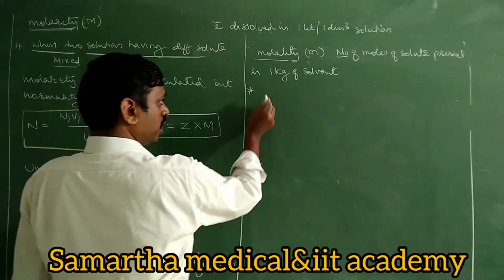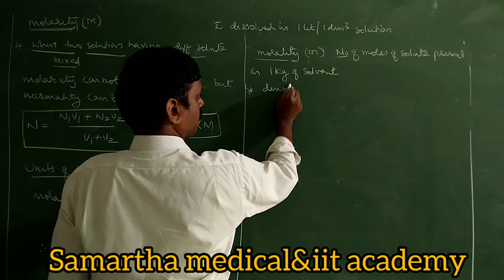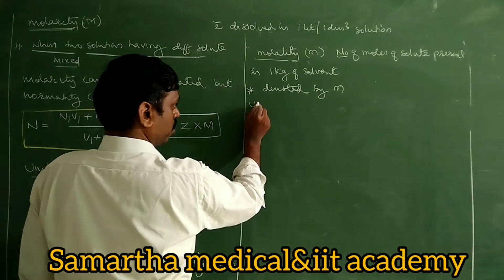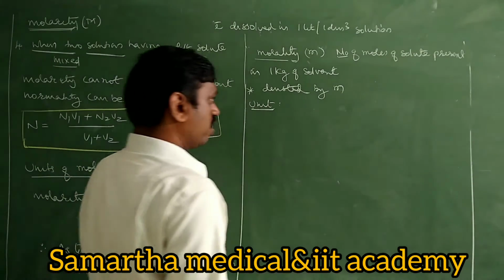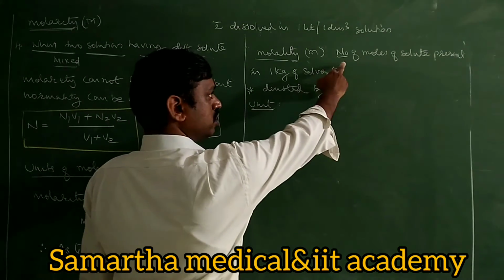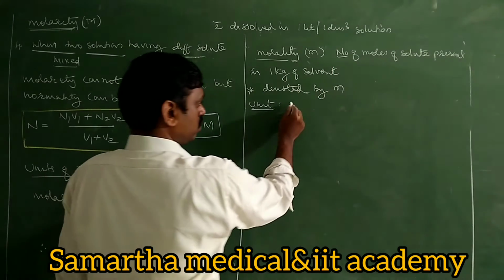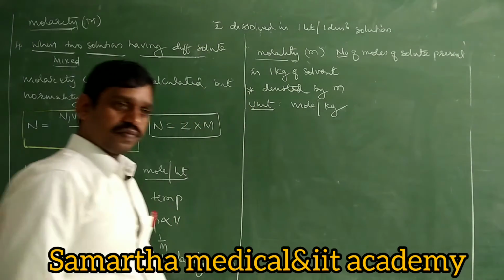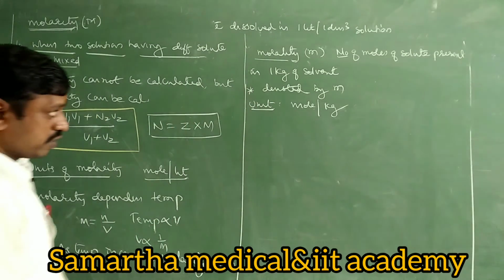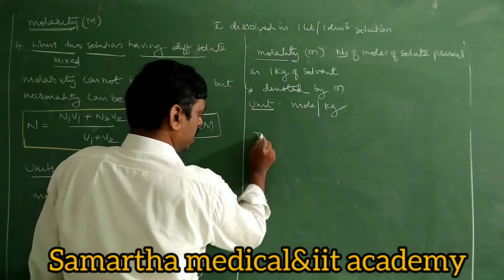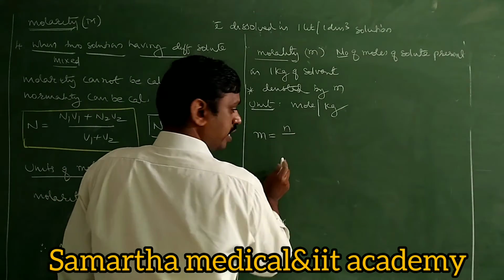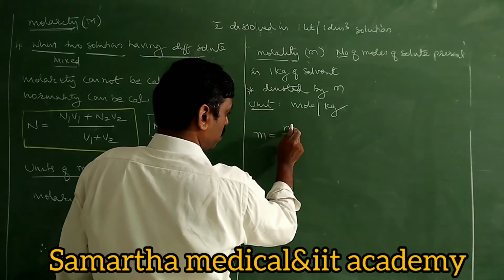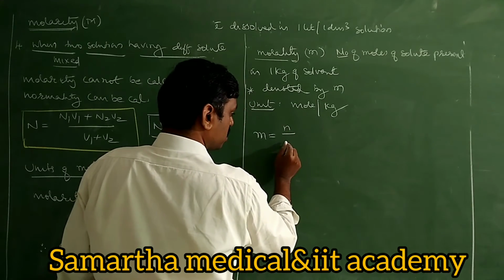Next, molality is denoted by small m. Then the unit. What is the unit of molality? Number of moles per kilogram, so mole per kg. Next, what is the formula? Molality, small m, is equal to n divided by mass of the solvent. Number of moles of solute divided by mass of solvent.